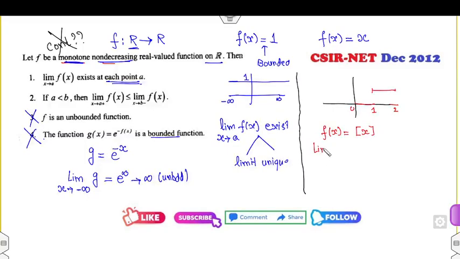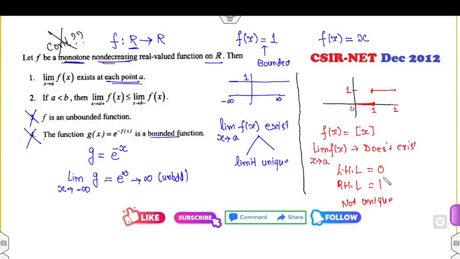So what is the limit of f(x) at any integer point? That means the limit does not exist. Why does it not exist? Because you can see the left hand limit is 0, while the right hand limit is 1, which are not unique. Therefore this is a does-not-exist, but the option said existence. So this option is cancelled. Only B is left behind, so B is my correct answer.